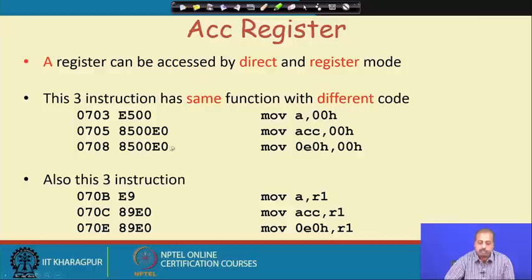This instruction and this instruction are the same, and semantically the same as this other instruction, though the size of the instruction here is 2 bytes and here it is 3 bytes. Similarly, these three instructions, MOV A, R1, then MOV ACC, R1 and MOV 0E0 hex, R1, are all the same, as E0 is the address of the accumulator register. So all these instructions have the same meaning.